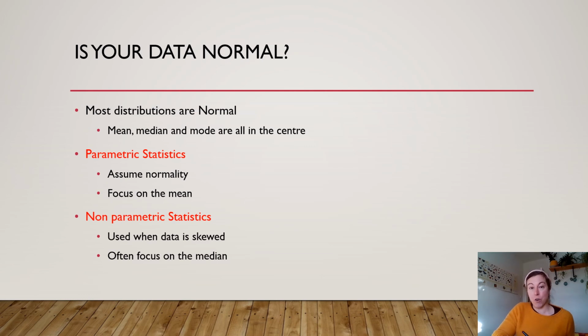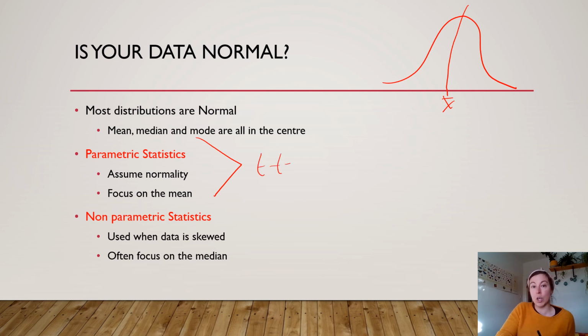So is your data normal? Do you have that normal curve? Do you have your mean, median, and mode all in the same spot? If you do, you can run a parametric statistic. It assumes that your mean, median, and mode are all the same, that your mean is representative of your population. Those are called parametric statistics, and the t-test that we're going to learn later is a parametric statistic.